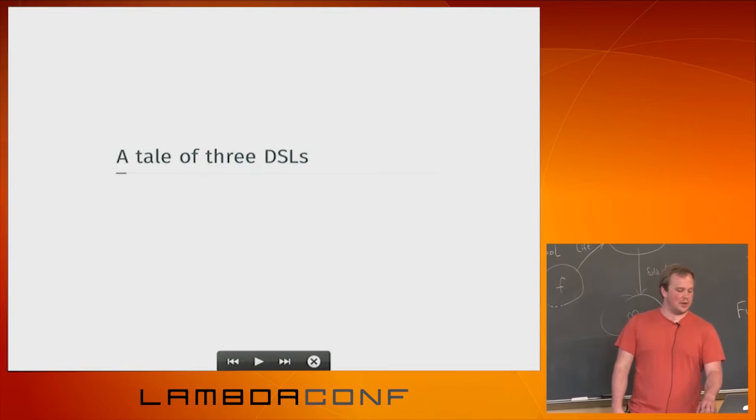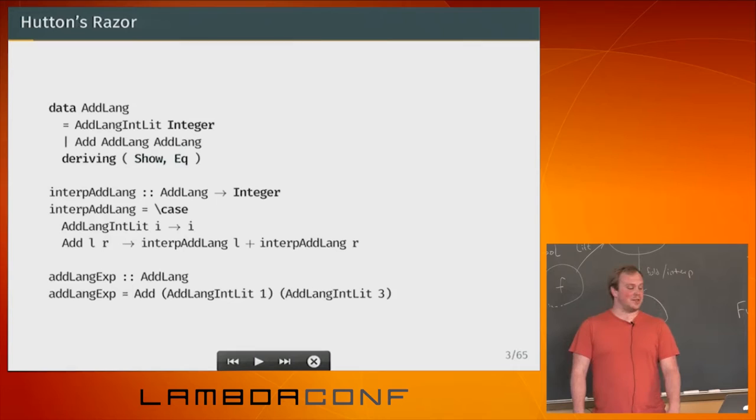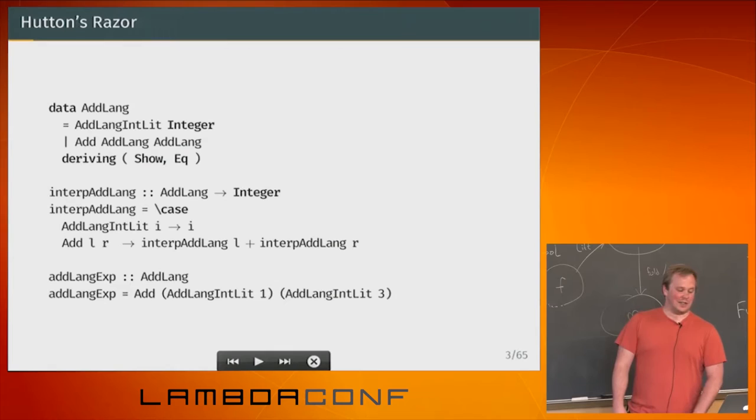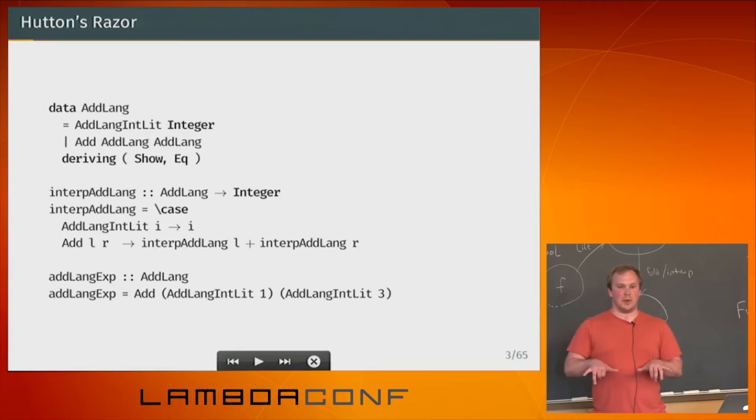Tale of three DSLs. This one's one that a lot of people might be familiar with. It's called Hutton's Razor sometimes. It's the simplest DSL that anyone can imagine, I guess. It's the adding language. The adding language represents integers and represents the addition of integers. And so we have two constructors. We can inject integers into the adding language, and then we can take two elements of the adding language and say that we want to add them together.